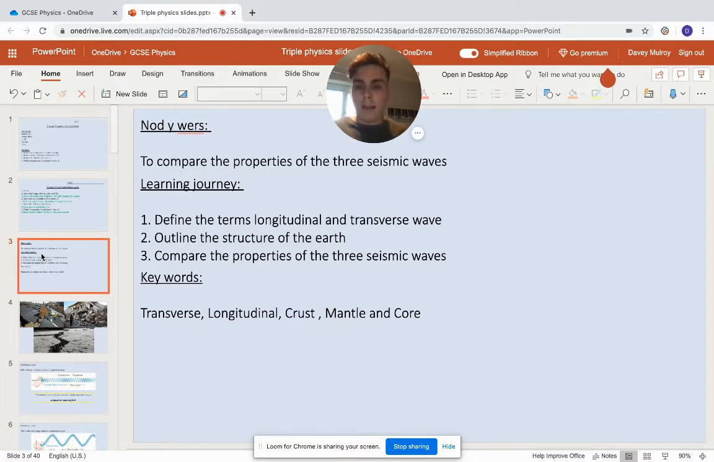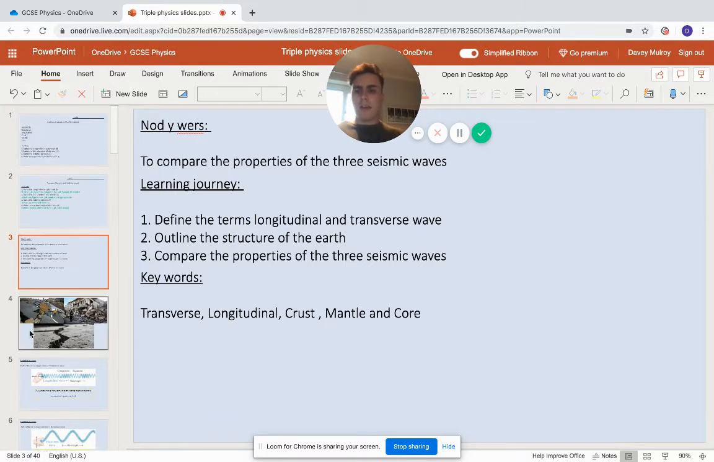So, our objective for today's lesson. We are going to compare the properties of the 3 seismic waves. And our learning journey has got 3 steps. First thing we're going to do is define the terms longitudinal and transverse wave. That's a bit of a recap. We're then going to outline the structure of the Earth. And then finally, we're going to compare the properties of the 3 seismic waves. And just again to remind us, along the bottom, our keywords are transverse, longitudinal, crust, mantle, and core.